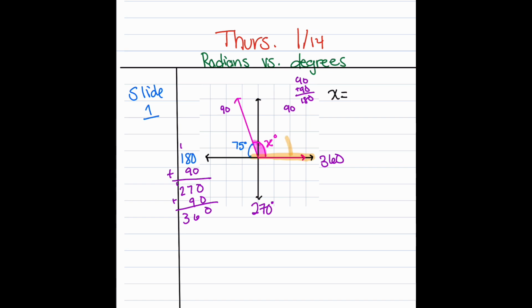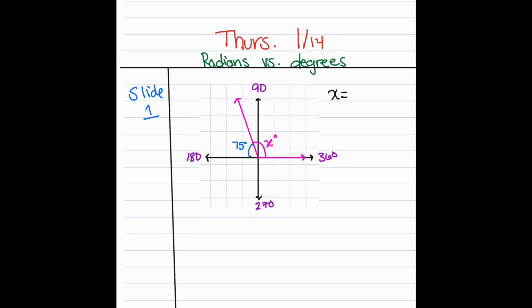If we went up here and landed, that would be 90 degrees. If we went past that but landed here, that would be 180 degrees. If we went past that and landed here, that would be 270 degrees. If we went past that and landed back at our starting point, that would be 360, which is a full circle.